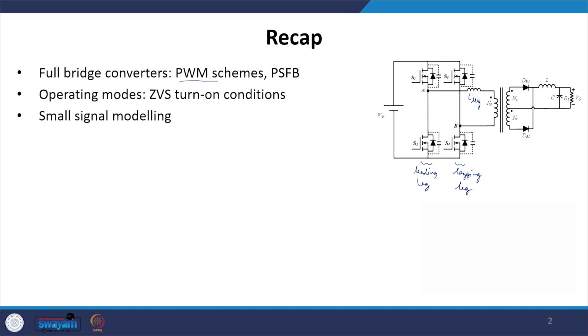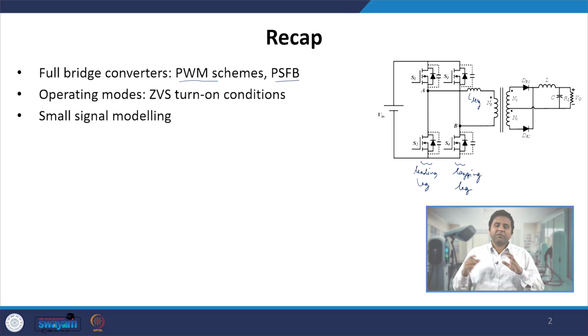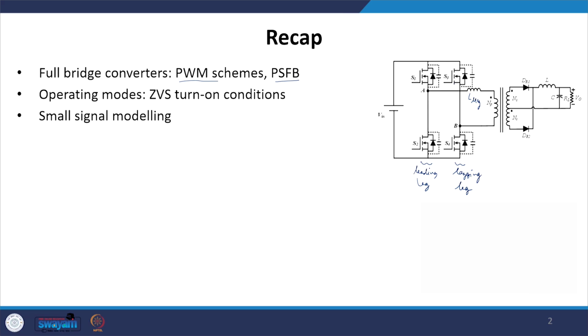Then we moved to a more detailed discussion on the PSFB, the phase shift full bridge converter, which is nothing but a full bridge converter operated with a phase shift between the turning off of the diagonal switches. For it we have seen different operating modes. We have derived conditions where we can achieve zero voltage turn on of the leading leg as well as the lagging leg, and that is when we achieve very little switching loss during turn on. At the same time we get a controlled dv/dt at the output of these half bridges, which improves the EMI performance of this converter.